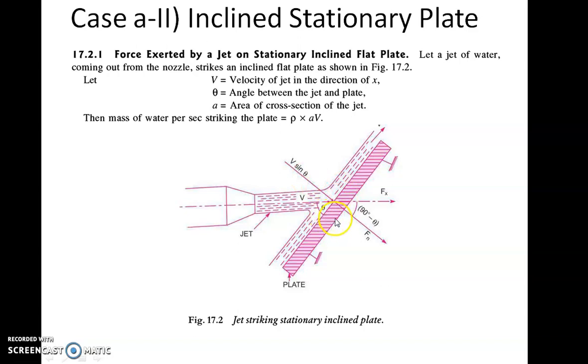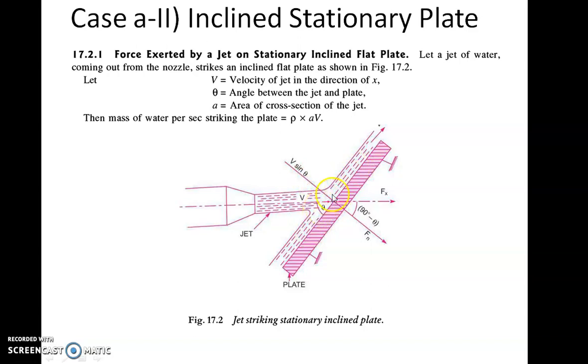So if you now apply the impulse momentum principle in the normal direction to calculate the normal force Fn, Fn will be equal to the initial momentum minus final momentum upon time. For the initial momentum, you will consider the velocity as v sin theta, and for the final momentum, the velocity will be 0 because it is a fixed plate. So in this direction there will be no velocity in x direction. After striking, the velocity is coming in this direction.